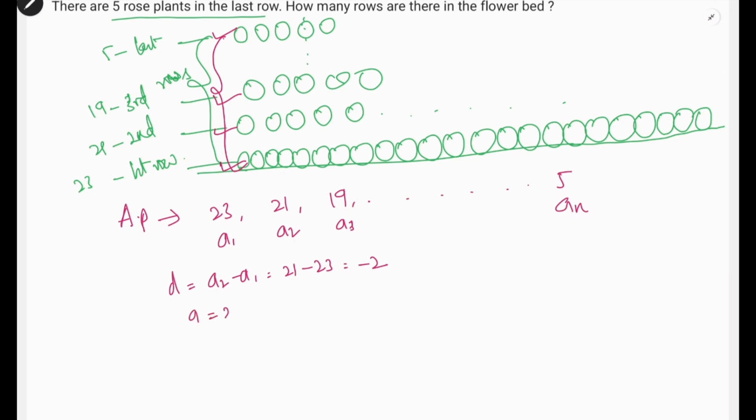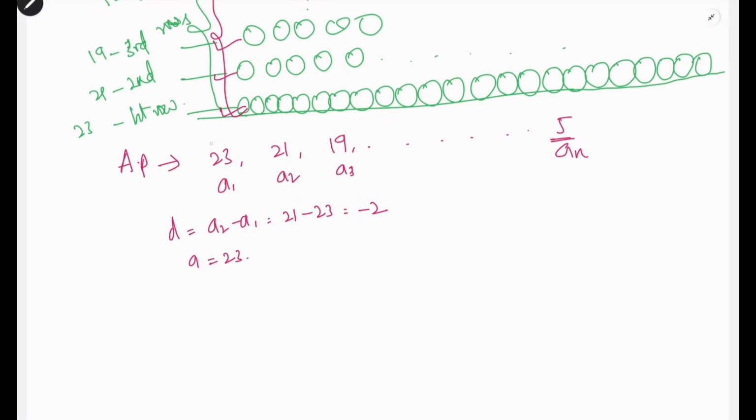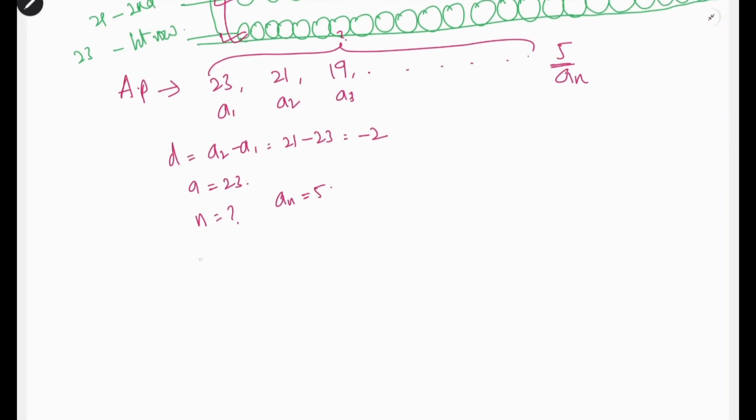The first term is 23, and the last term is 5. But we need to know how many terms there are, so we need to find n. Here an is 5. We will use the formula an equal to a plus n minus 1 into d. So 5 is equal to 23 plus n minus 1 into d, which is minus 2.